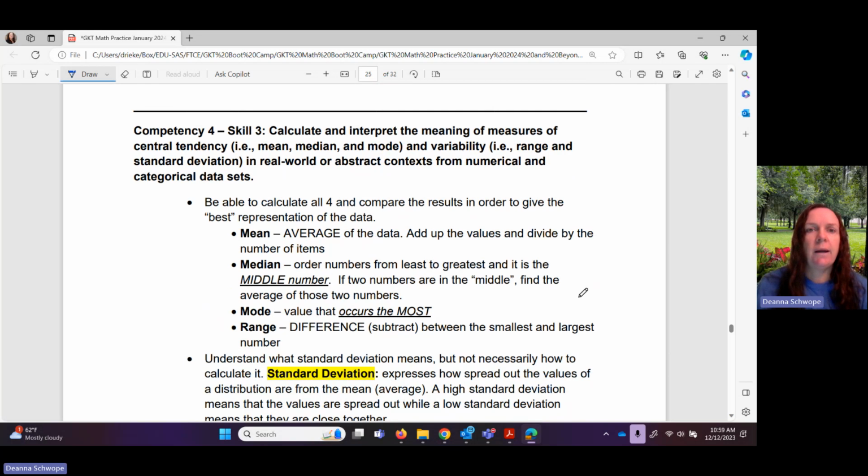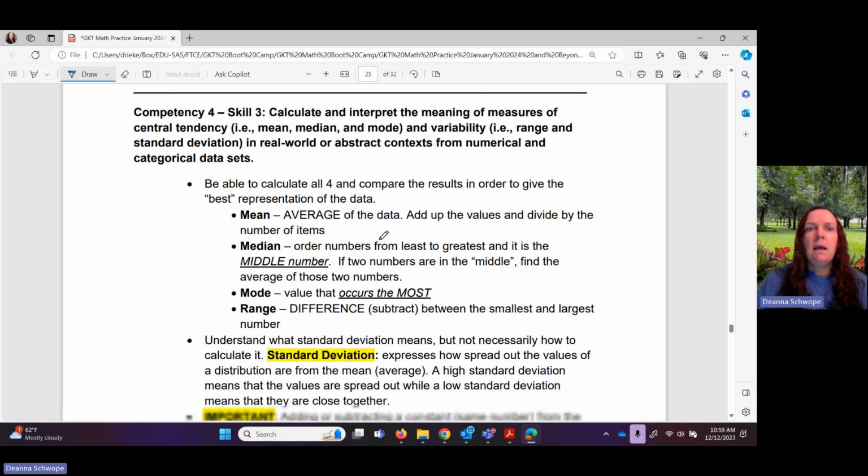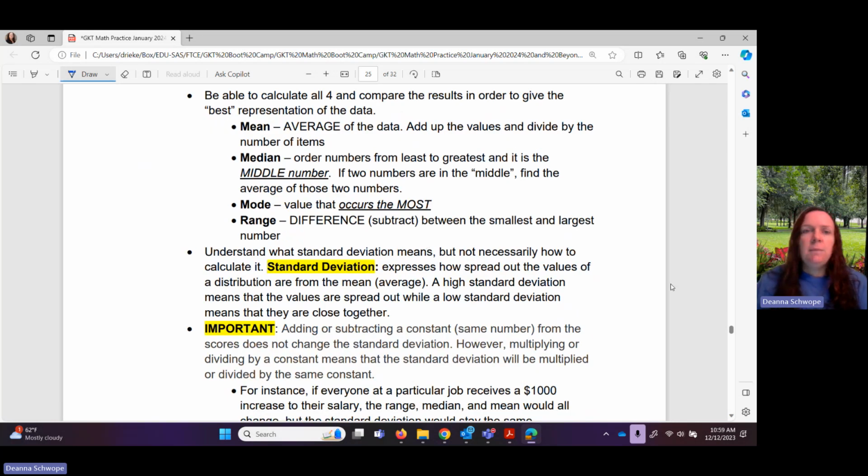Competency 4, skill 3, moving right along. Calculate and interpret the meaning of measures of central tendency, for instance, mean, median, mode, and variability, range and standard deviation in real world or abstract contexts from numerical and categorical data sets. A lot of words. Basically, understanding mean, median, mode, range, standard deviation.